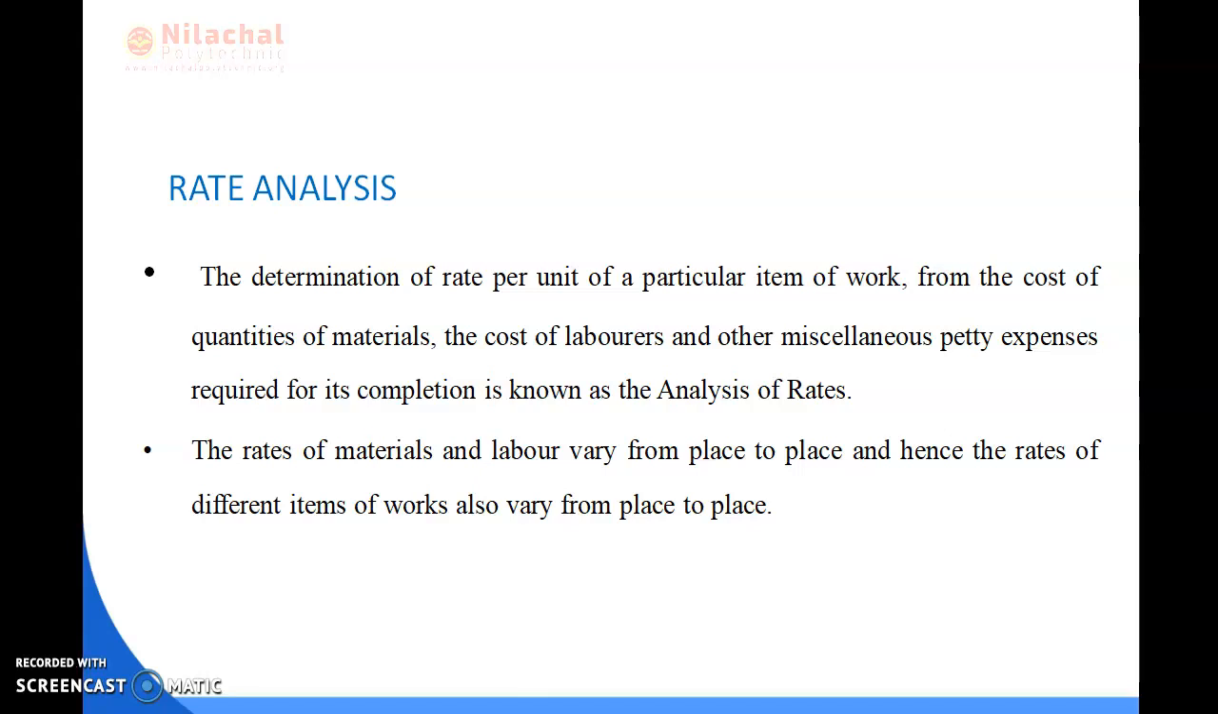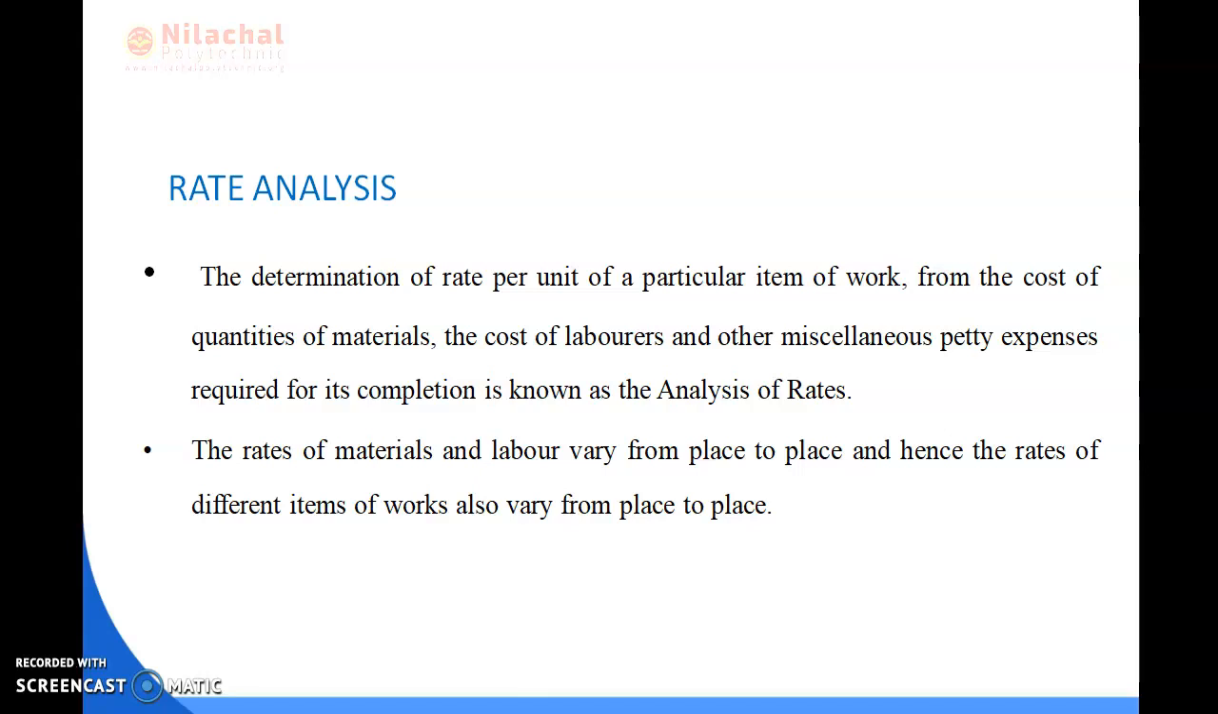Rate analysis is the determination of the rate per unit of a particular item of work from the cost of the quantity of material, the cost of labor and other miscellaneous petty expenses required for its completion. A reasonable profit, usually 10% for the contractor, is also included in the analysis of rate.